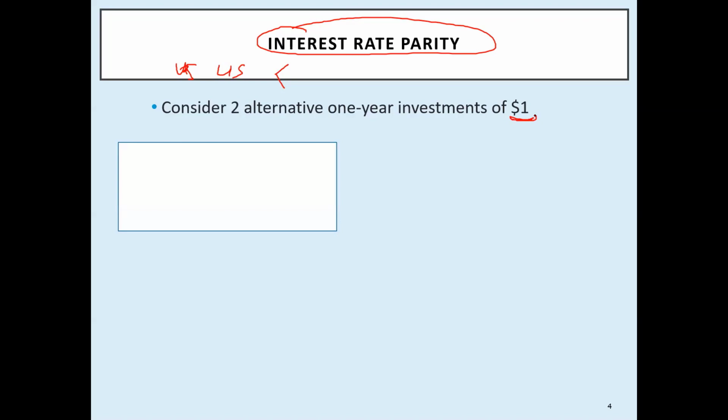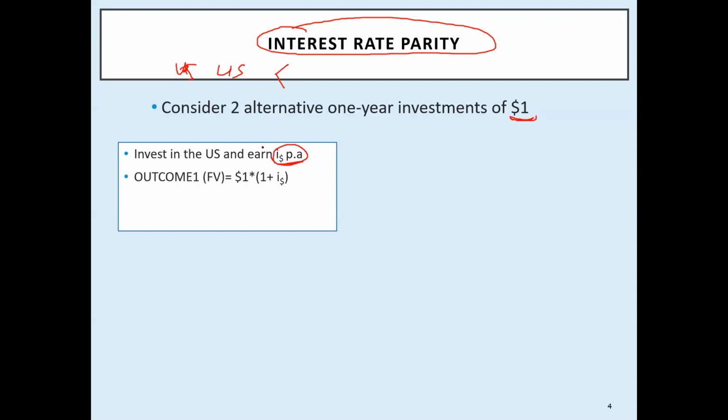Now, with option one, I could invest in the US. I could invest in my home country, and I will earn the interest rate in that country, okay? So in this case, I'm going to take my money and buy a US Treasury bond for a year, okay? If I do so, throughout the year I would be earning the interest rate prevailing in the US market, okay?